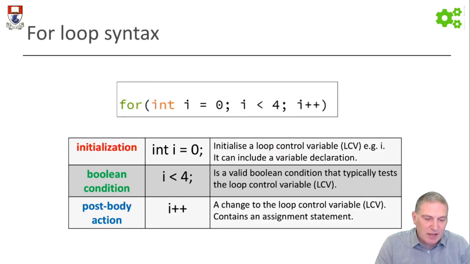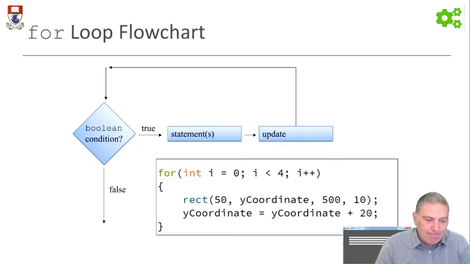Again, this just breaks it out, explaining what each one is. We're initializing the loop control variable, which can include a variable declaration. The Boolean condition is a valid Boolean condition that typically tests the loop control variable, and then the post body action is a change to the loop control variable contained in an assignment statement. Similar flow chart as we had with the while loop.